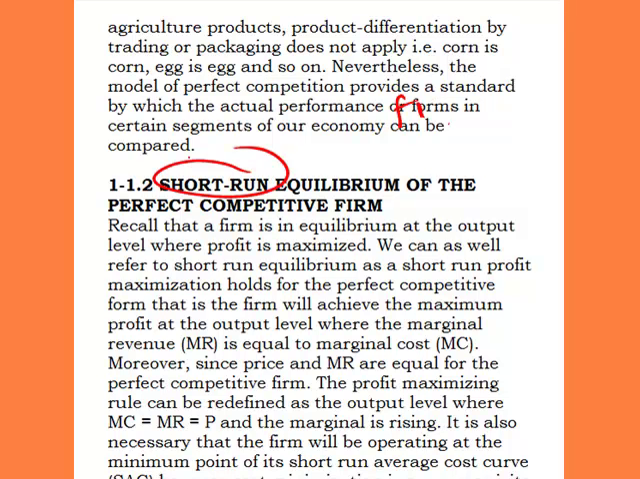Now, in the short-run equilibrium of the perfectly competitive firm, at what point is a firm maximizing its profit in the short run? At what point would they be in equilibrium in the short run? Recall that a firm is in equilibrium at the output level where profit is maximized. Equilibrium is the point of profit maximization. We can as well refer to the short-run equilibrium as short-run profit maximization for the perfectly competitive firm.